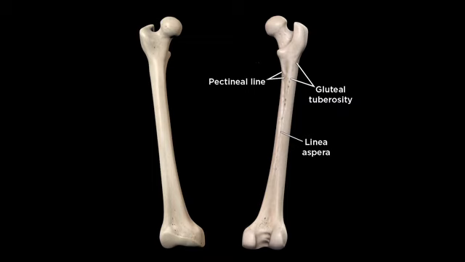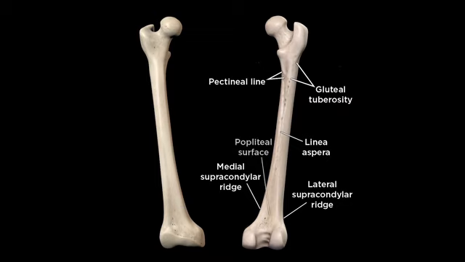Where the linea aspera terminates, it diverges into the medial and lateral supracondylar ridges. In between them is a smooth spot known as the popliteal surface of the femur. The area posterior to the knee is known as the popliteal region.